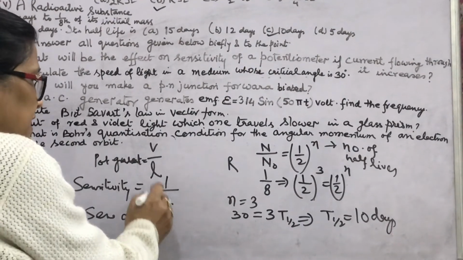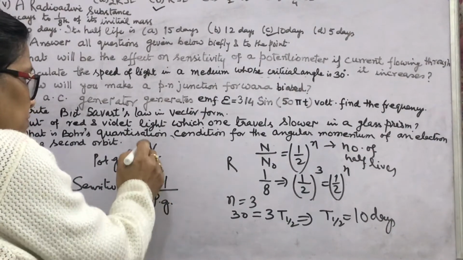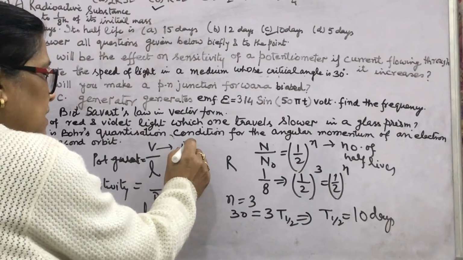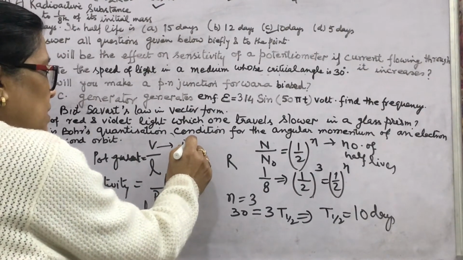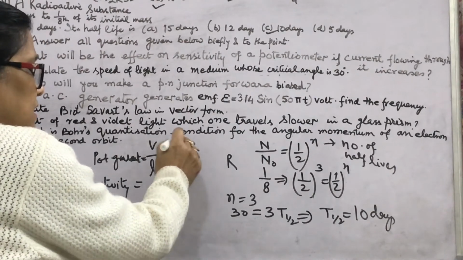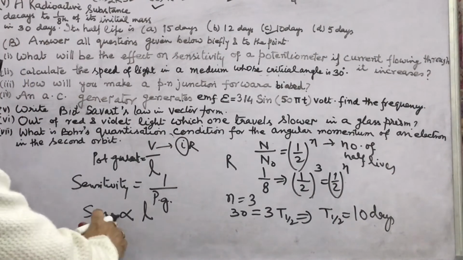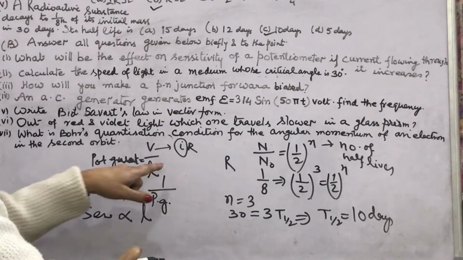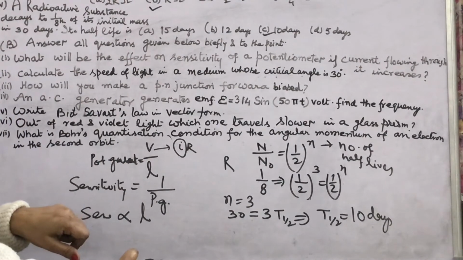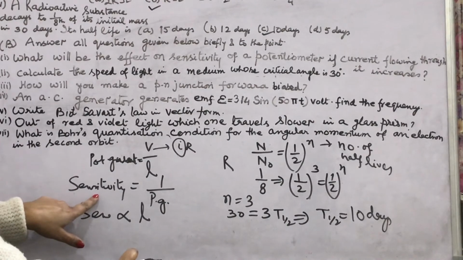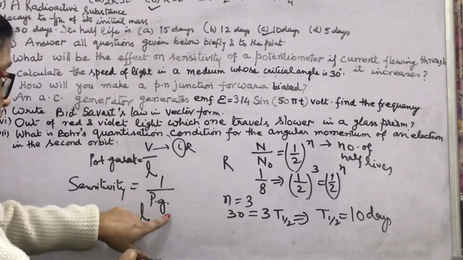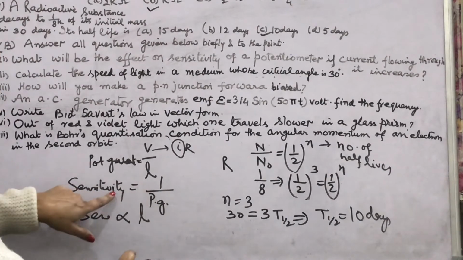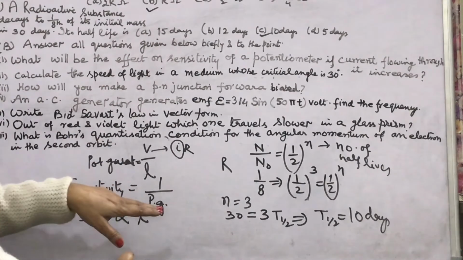Now the potential gradient is V by L, so it is proportional to V, and you know V is equal to IR. Sensitivity is inversely proportional to the potential gradient, so if you increase the current, the sensitivity will decrease, because V, that is I, will come in the denominator. I increases, so the sensitivity will decrease.